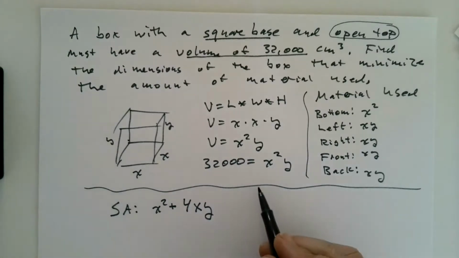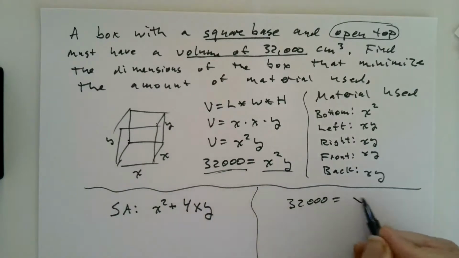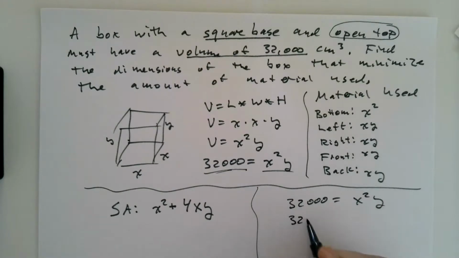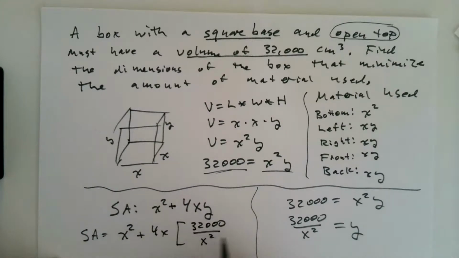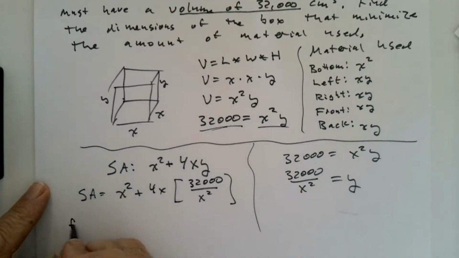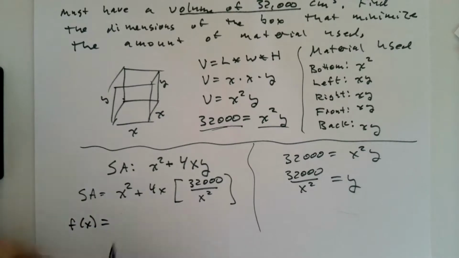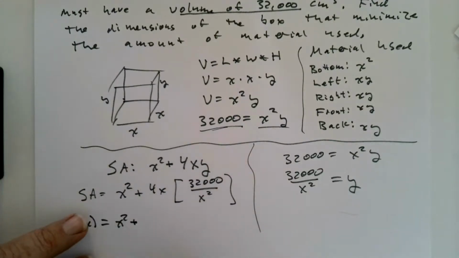And what I had before is I have 32,000 as x squared y. Divide both sides by x squared. 32,000 divided by x squared is y. So now I have surface area is x squared plus 4x times 32,000 over x squared. So my function f of x that I want to work with will be x squared plus 4 times 32, 64, 128,000.